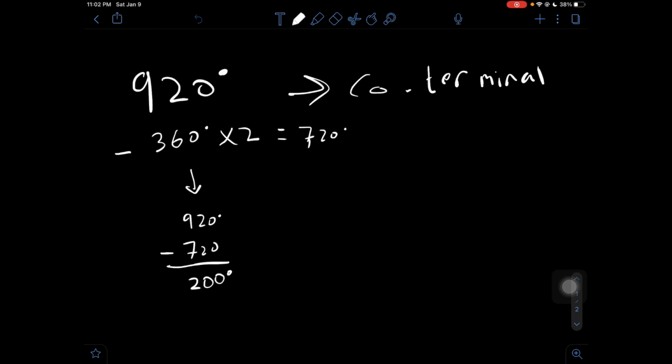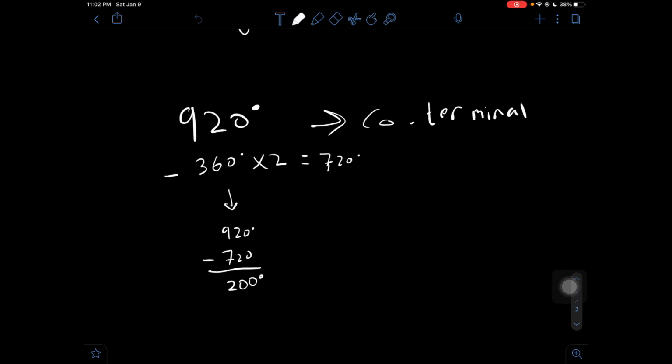If you guys just heard the police sirens in the background, there was a police chase going on apparently, but they caught the guy, which is good. Let's continue with our coterminal angles.